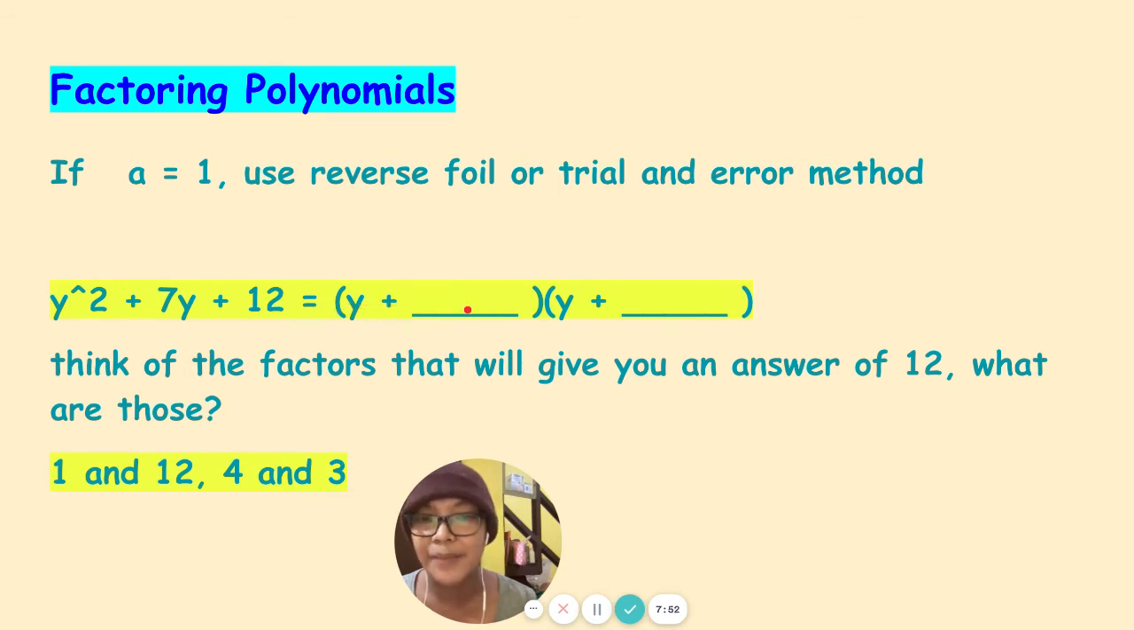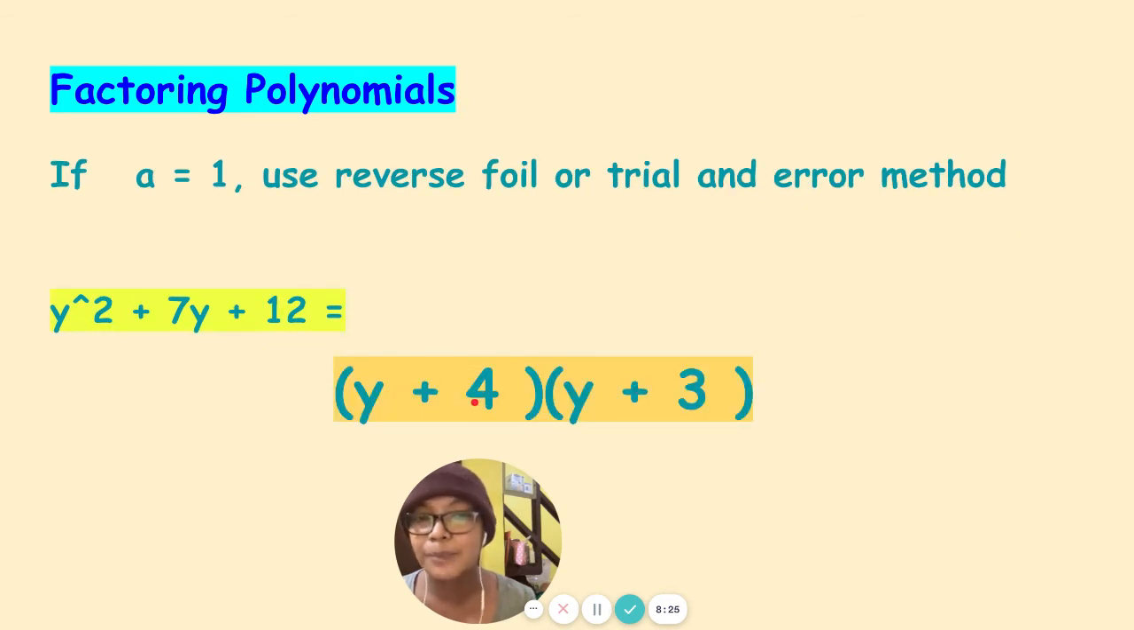So, that is 1y, di ba? Tapos, dito is 12y. Then, you add. Your middle term will be 13y, right? 13y. And that is not 7y. So, therefore, 1 and 12 is wrong. So, when you put 4 and 3, lagay nyo po yung 4 and 3. You add, you multiply it. That is 4y. This is 3y. Then you add them. Your middle term is 7. Then you multiply 4 and 3, that is 12. So, your answer, therefore, is y plus 4 times y plus 3.